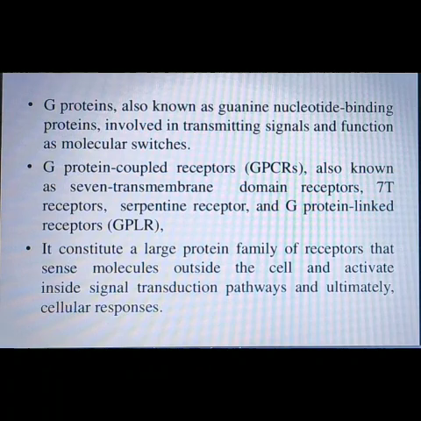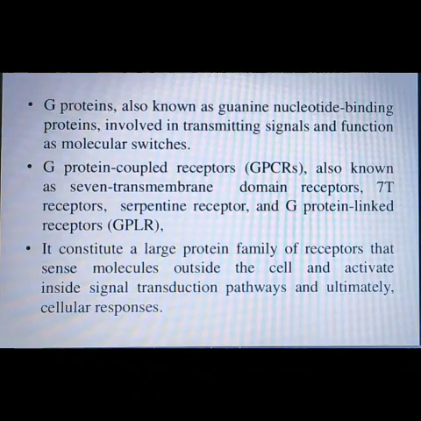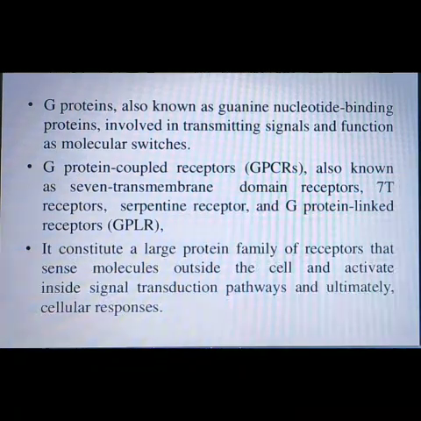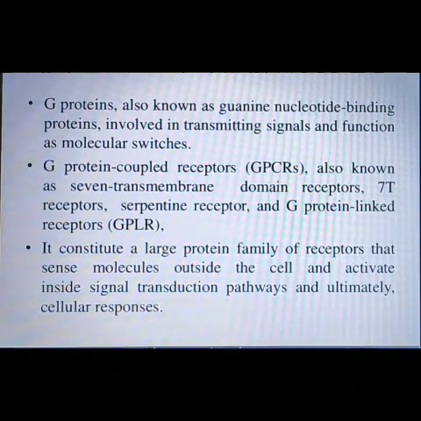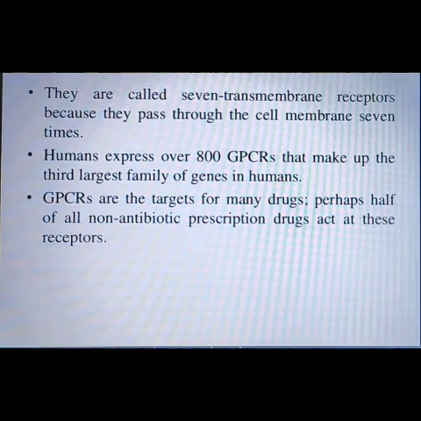G protein coupled receptors, GPCR, are also known as the 7 transmembrane domain receptors, 7TM receptors, serpentine receptors, and G protein linked receptors. A GPCR is made of 7 transmembrane domains. It constitutes a very large protein family of receptors that sense molecules outside the cell and activate signal transduction pathways and ultimately cellular responses. They are called 7 transmembrane receptors because they pass through the cell membrane 7 times.